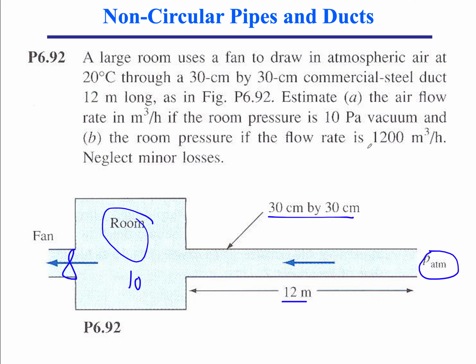And part B of the problem: what pressure will give you 1200 meters cubed per hour? What should this 10 be? Should it be 15 or 5 to give you 1200 meters cubed per hour? So let's do the first problem, part A.